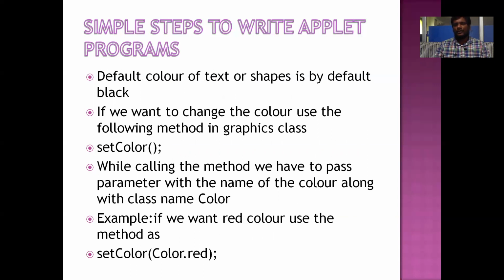Some people don't have interest in black color, and if I want to change that particular color to yellow, I have to use a method. In order to change colors on the applet, we have a method called the setColor method. This method is situated in the Graphics class, along with drawRect, drawOval, drawLine, and drawString. All these methods, along with one more method called setColor.